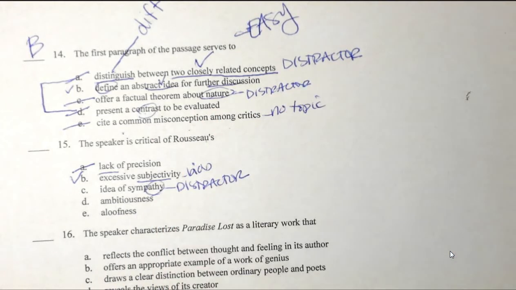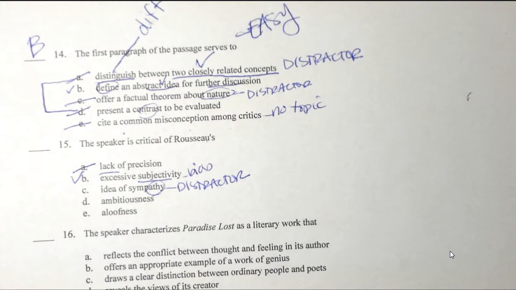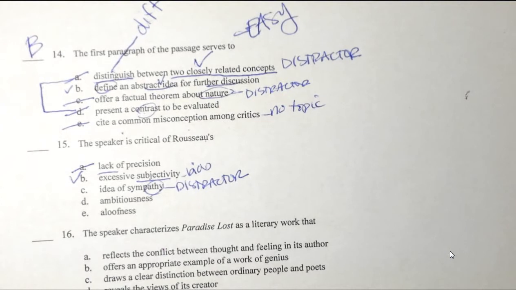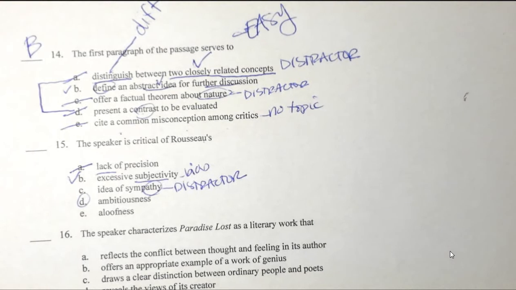What does it mean to be ambitious? Hopeful. Dream big. Like you want to move up. You want to continue to go. Does it talk about Rousseau's desire to move up in the world? No. Not really. What does aloofness mean? Not caring about something. Yeah, you're kind of distant. Sometimes you think you're a little better than others.